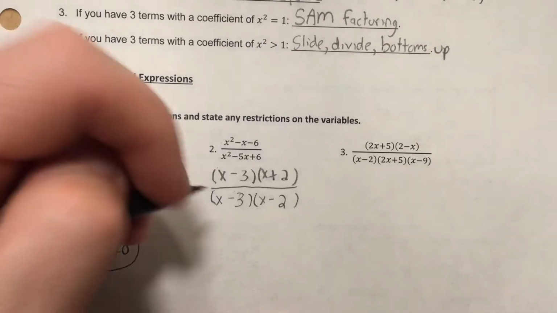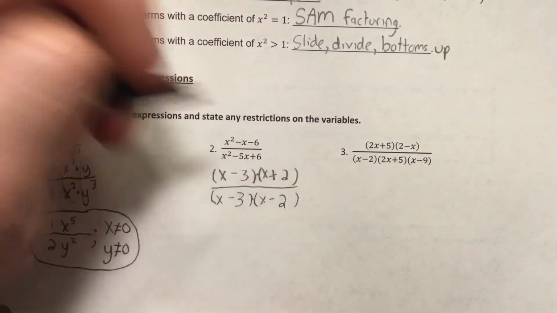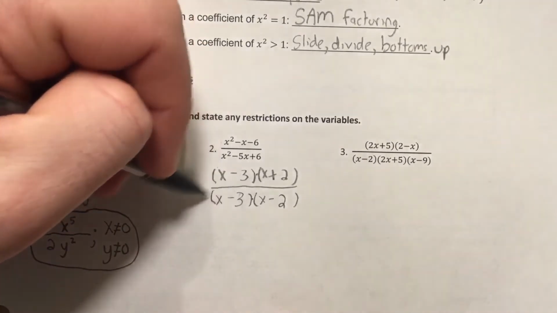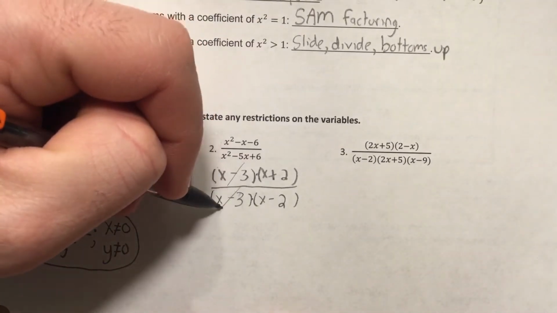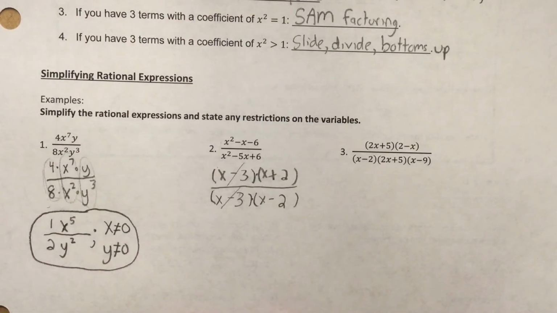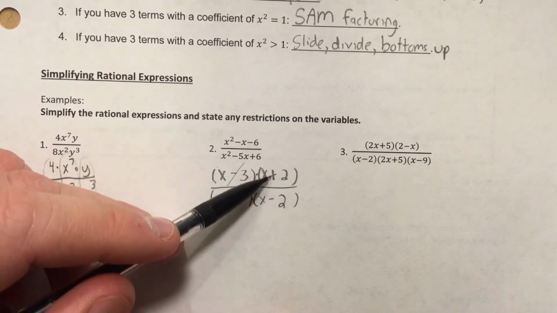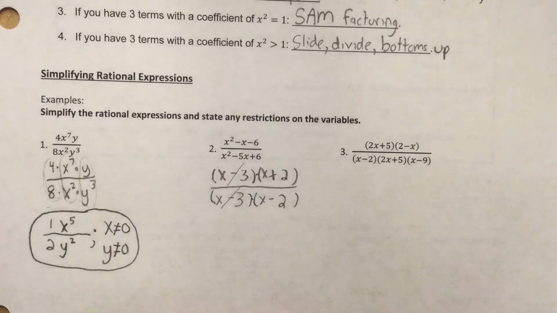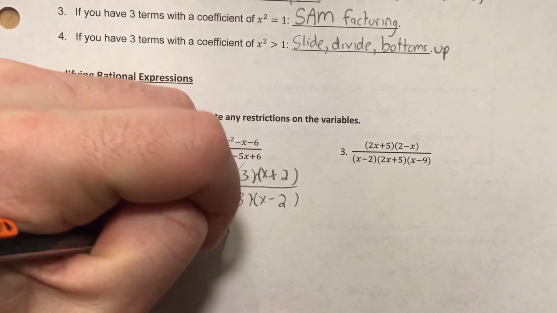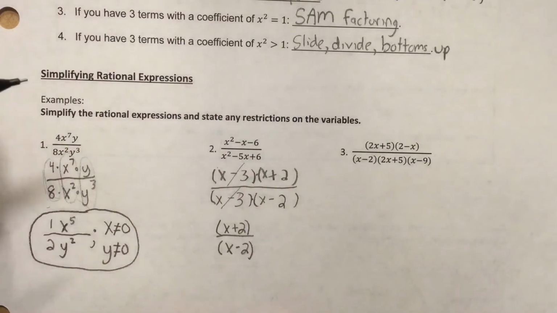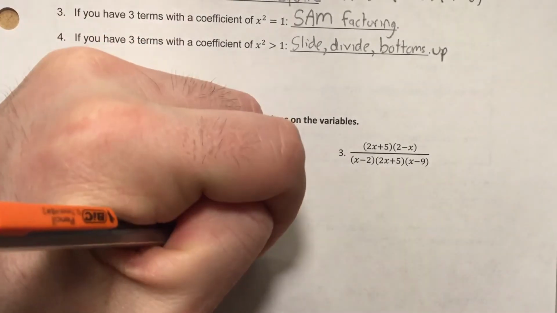All right, now that we are separated by multiplication here, now is the time where I can cancel any like factors, anything in the parentheses that are exactly the same, I can cancel out. So I have an x minus 3 factor here. I have an x minus 3 factor here. Those would cancel. I have an x plus 2 and an x minus 2. So even though these both have x's and both have 2's, they're not exactly the same because one's positive and one's negative. So I cannot cancel those factors out. So what I'm left with here is x plus 2 divided by x minus 2. That's my simplified expression.